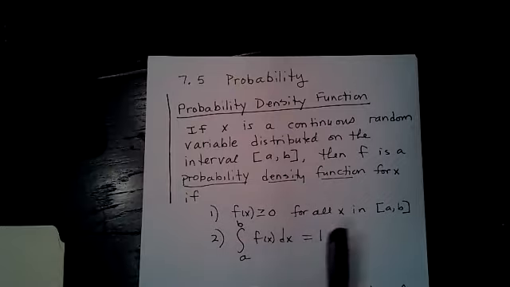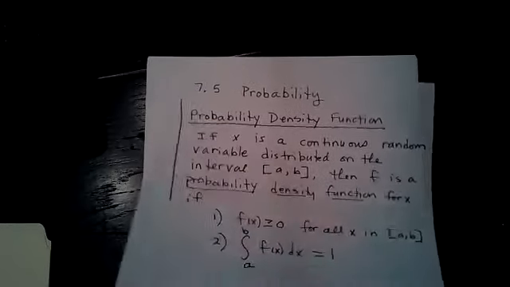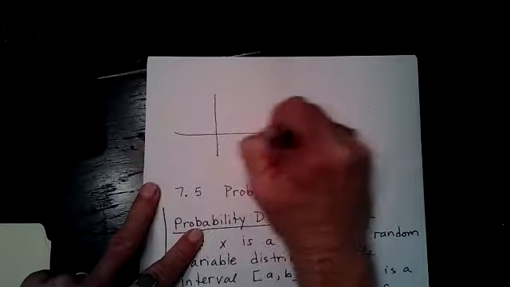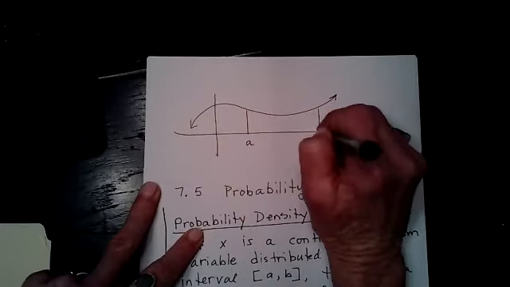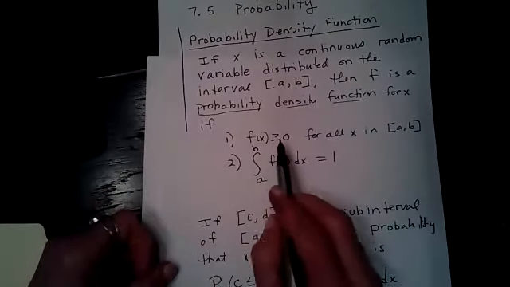One, it has to be greater than or equal to 0 for all x in AB. And the integral from A to B of f of x equals 1. You go, okay, well, what does that mean? What that means is this is what it looks like. If we have a continuous function on the interval from A to B, it's a probability density function if the function is greater than or equal to 0 for all x in AB.